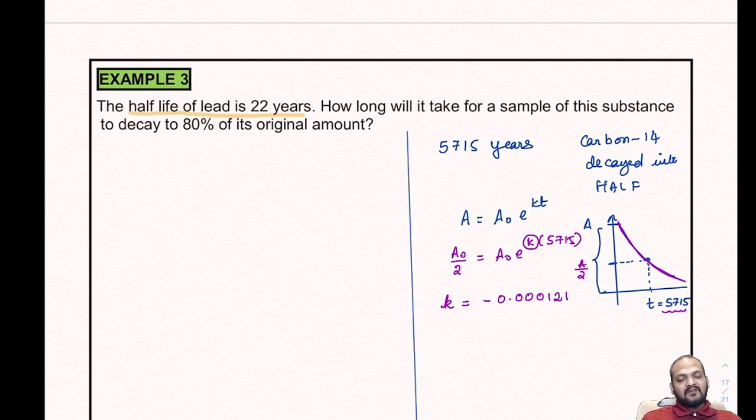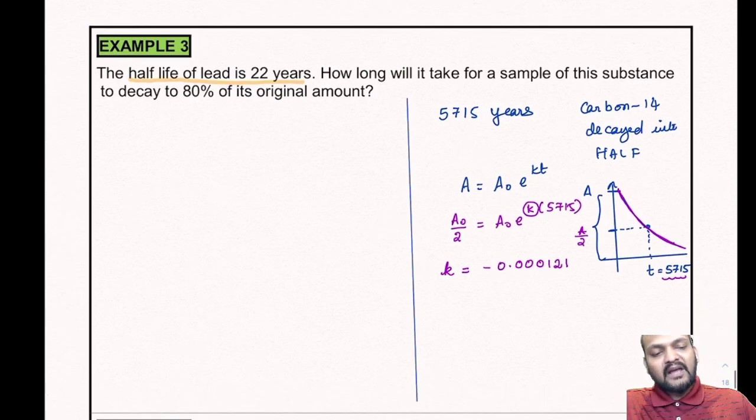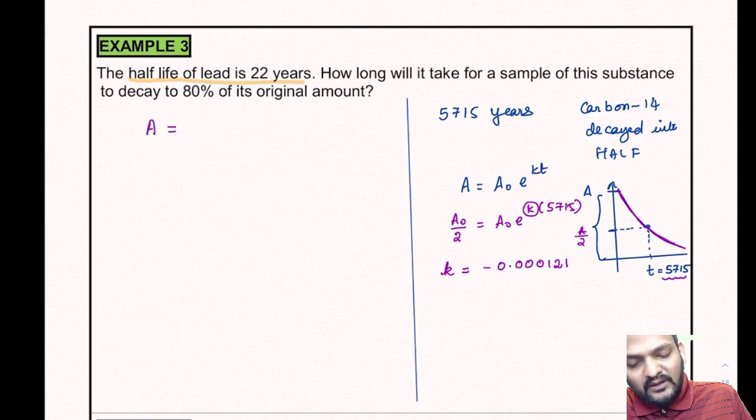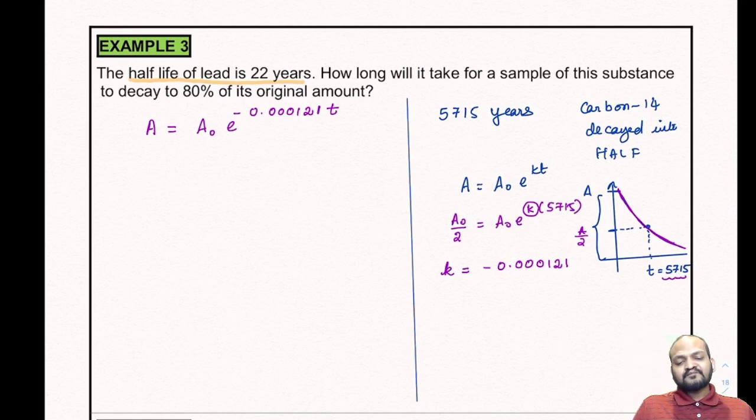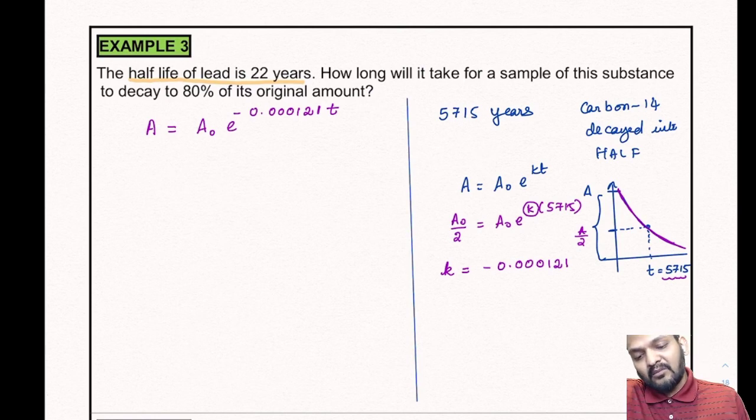So in other words, for problem number 3 and 4, or any aging problem, we're going to use this particular equation: A equals A sub 0, the initial amount, times e to the negative 0.0000121 times t. And that is what we're going to use, right? So let's use this particular equation to solve this particular problem.